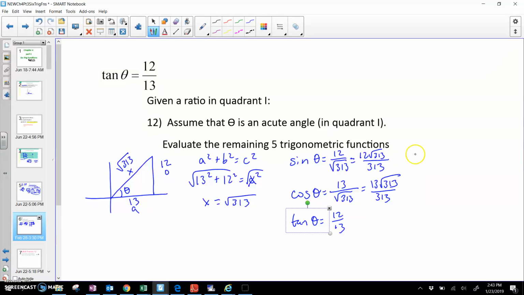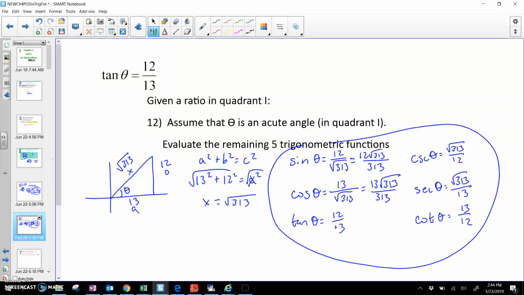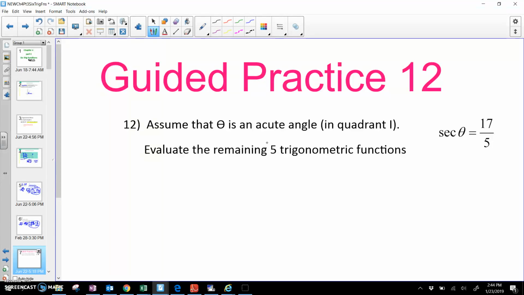And then I go through and I find the reciprocal. Sine goes with cosecant. I go back to the beginning before I simplified, and I just switch it. So 313 is on top over 12. Secant of theta, again, I would switch it so that I have root 313 over 13. And finally, cotangent theta, 12 over 13 flips to 13 over 12. So those would be the 6 trig functions. They gave me one, I found the other. Do me a favor and pause the video and do guided practice number 12. And once you have finished that, go ahead and play this to make sure you got it.